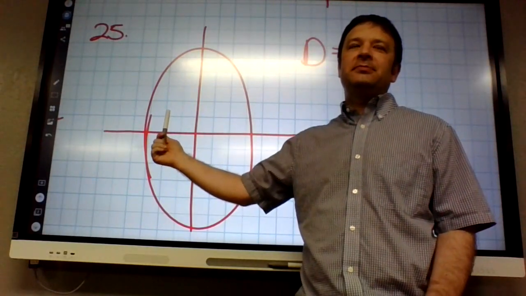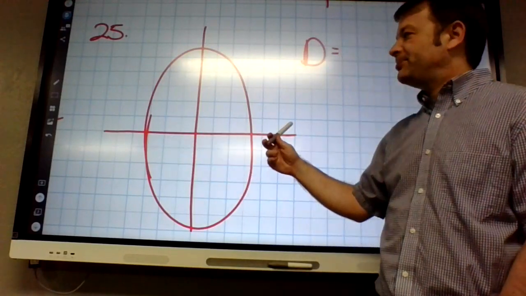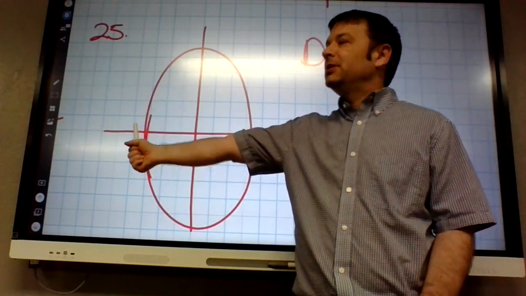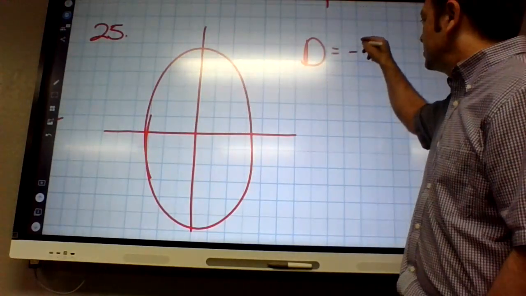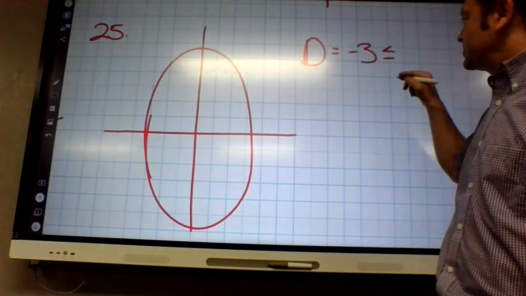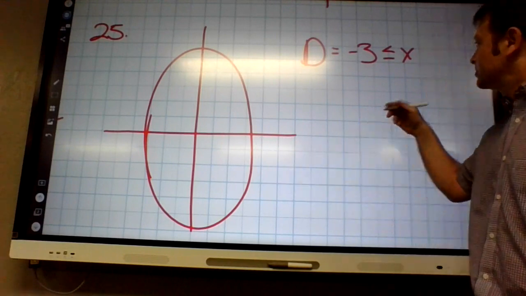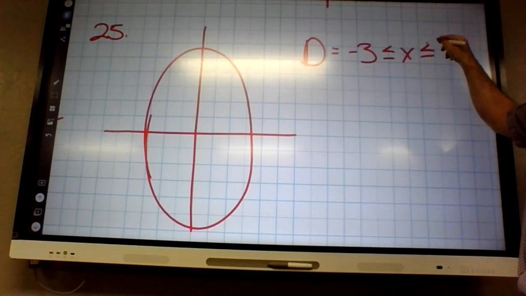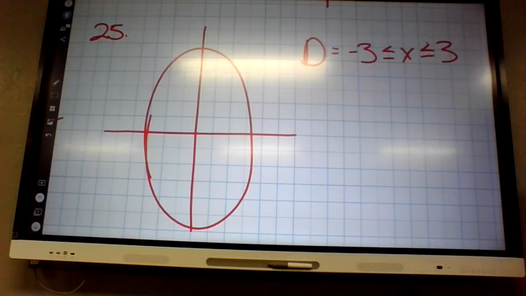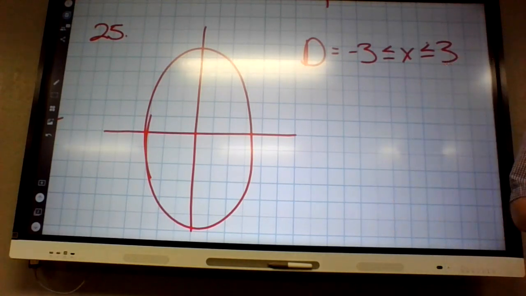Domain is x values. Remember how we did this last time? What's the smallest x value? Negative 3. Is negative 3 included? Yeah, so it's less than or equal to x. What's the largest x value? 3. And that's included as well. Are any of them ever gonna be open? Yes, they could be.